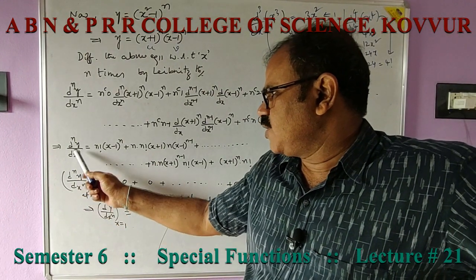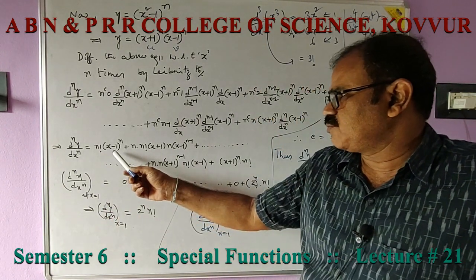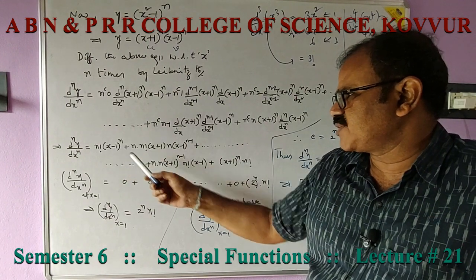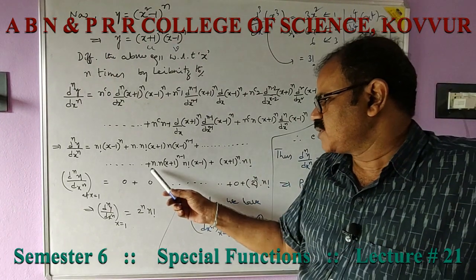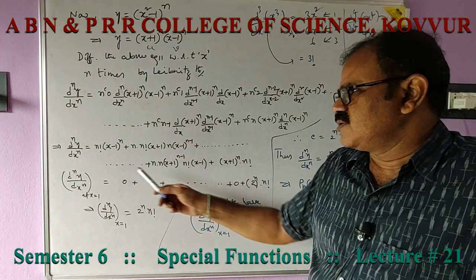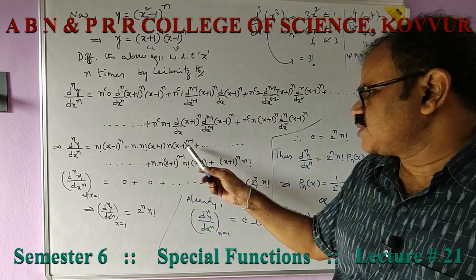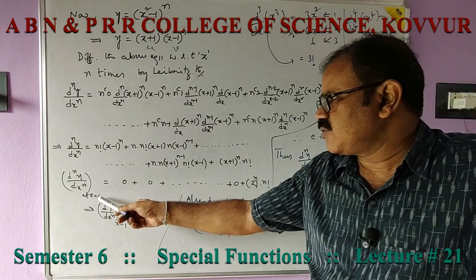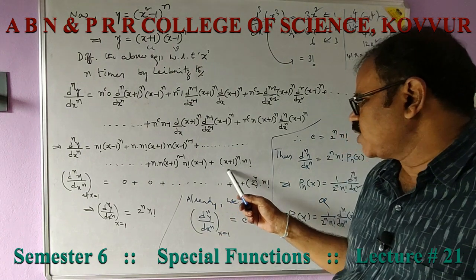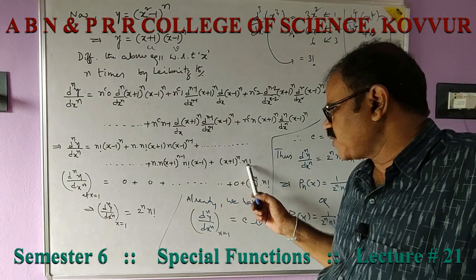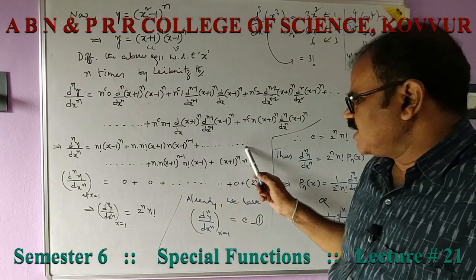Let us choose d^n y by dx^n at x is equal to 1. At x is equal to 1, if you put x is equal to 1, here you have x minus 1 gets 0, here also x minus 1, there also you will find x minus 1s. So in this expansion or equation, wherever there is a term x minus 1, for x is equal to 1, all those terms become 0. In the final term you have only (x plus 1)^n factorial, there is no x minus 1. Therefore only the last term will exist.